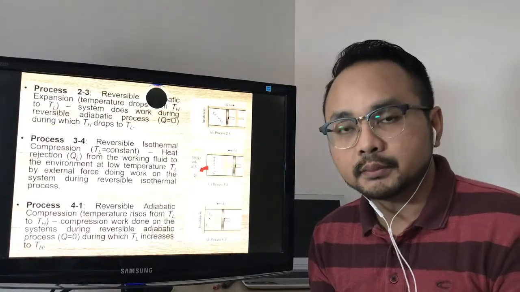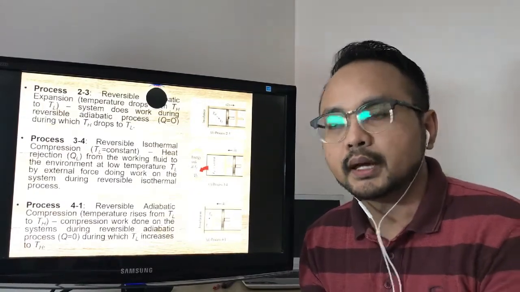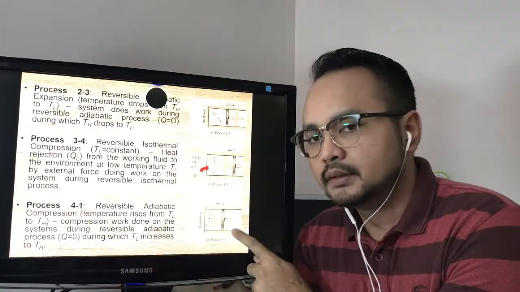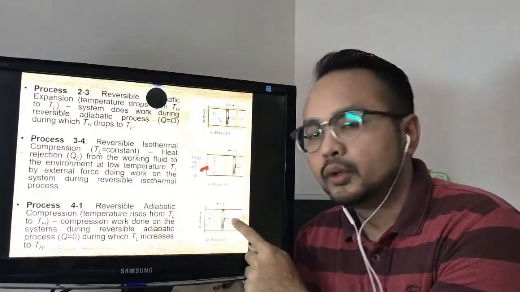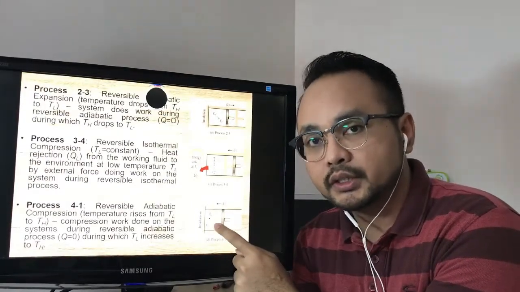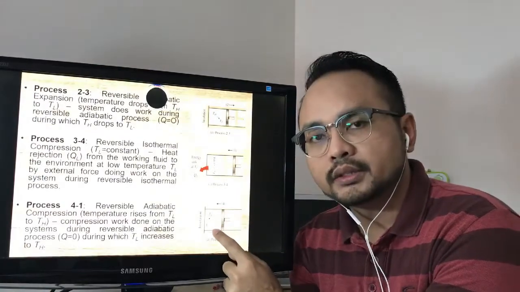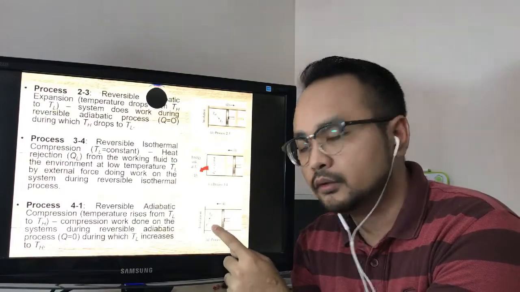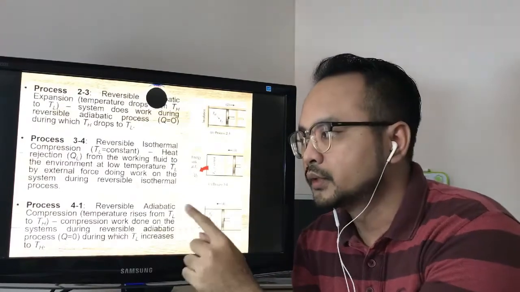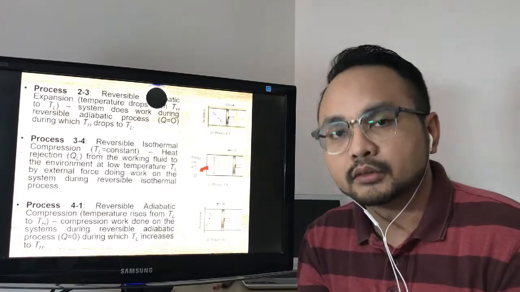Because this is reversible, it will go back to its initial state, in which it happens at process 4 to 1. At this stage, we can see here from position 4, the piston will go back to its initial position, which is position number 1. And at this stage, no more heat transfer to the surrounding, but the temperature is increasing from TL to TH. Thus, for process 4 to 1, it is undergoing reversible adiabatic compression.